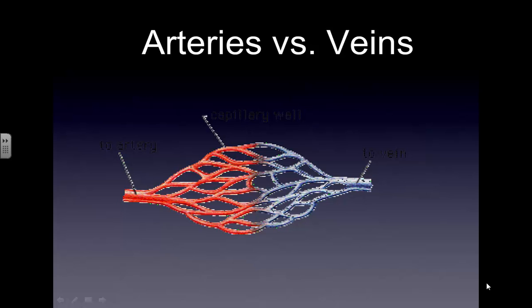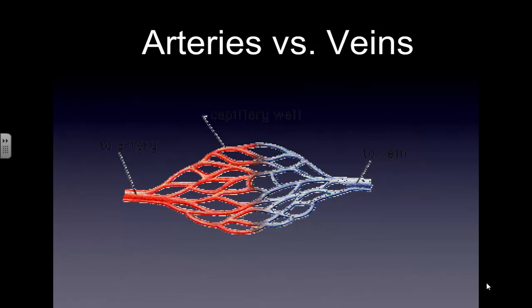So what we're going to do today, Karina, is talk in a little bit more detail about capillaries. We mentioned them yesterday when we were talking about types of blood vessels, but we're going to go into some more detail today.